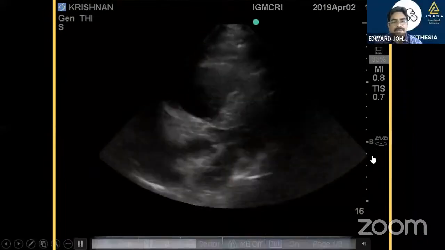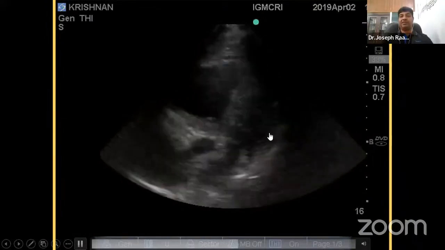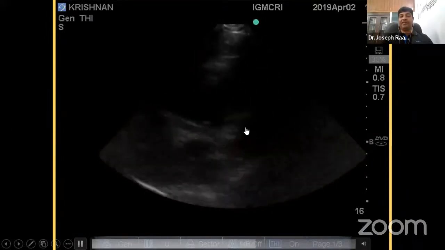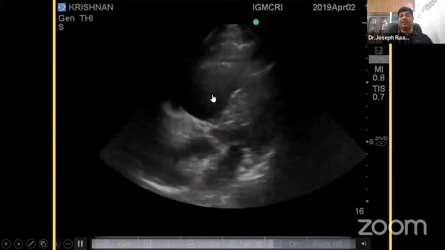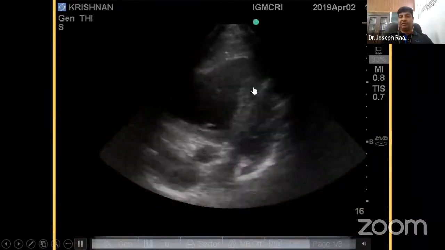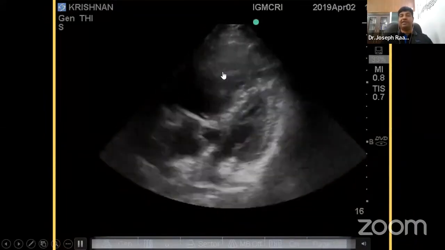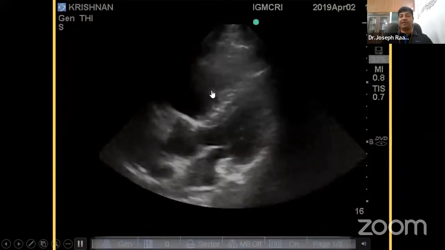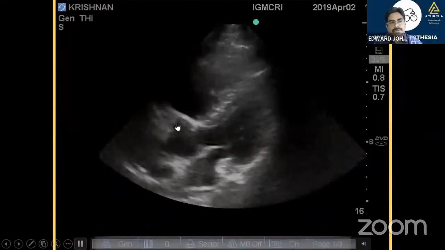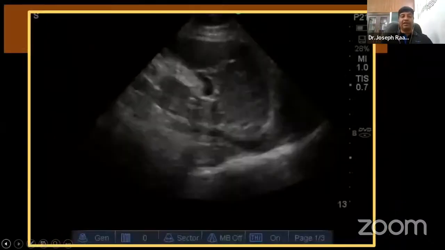Basically, this is an A5C view, apical 5-chamber view. This is the left ventricle, and this is the right ventricle. This patient's pressures are low. The patient is hemodynamically unstable. When we did the echo, this is what we found. You see, the right ventricle is bigger than the left ventricle. So we know that this patient has acute right ventricular failure.